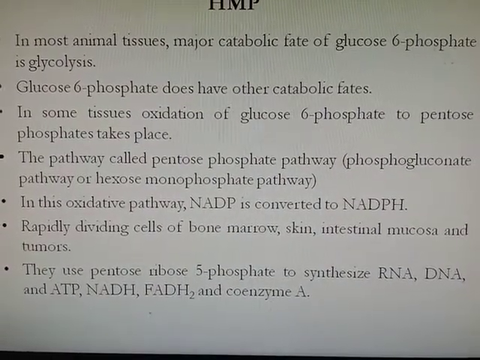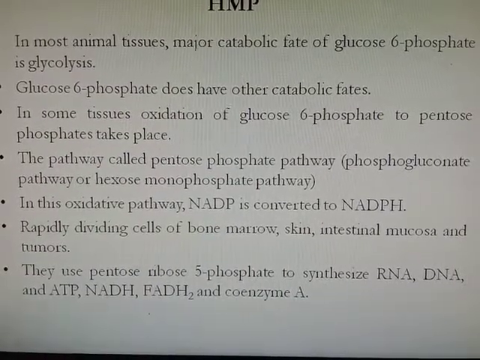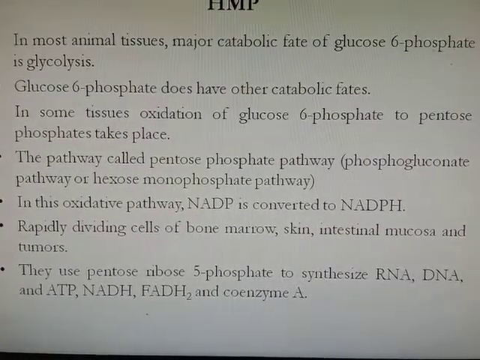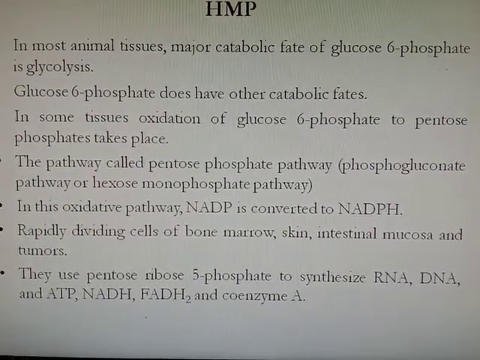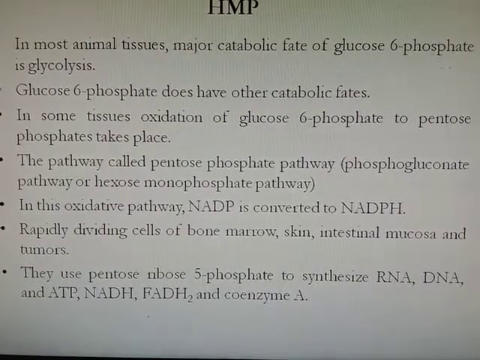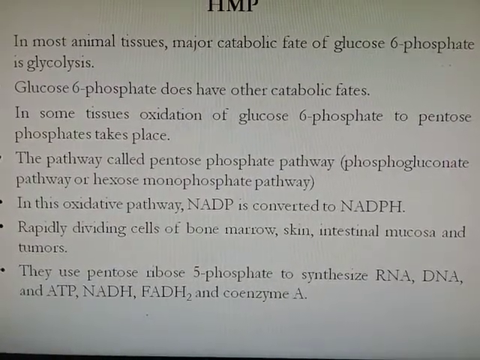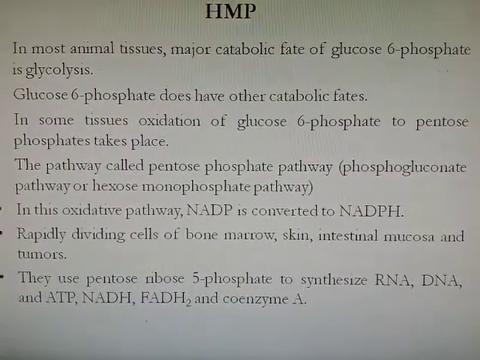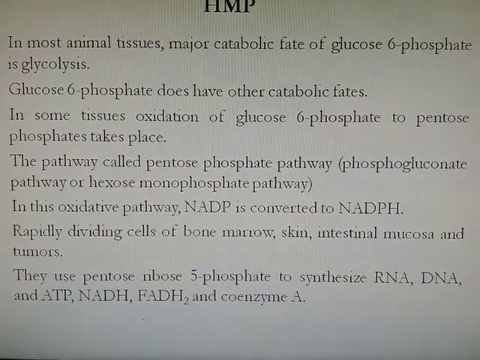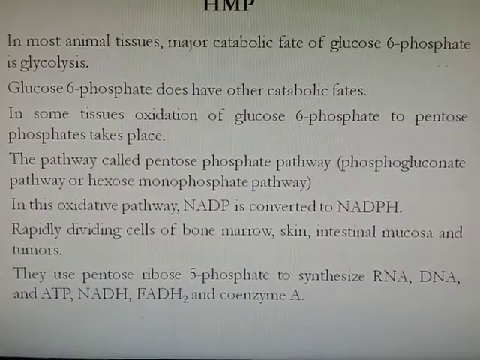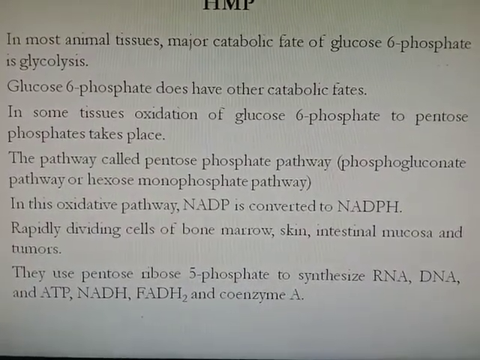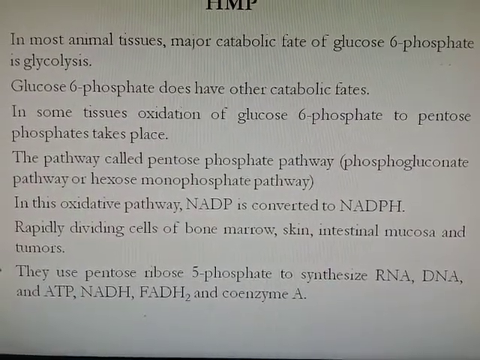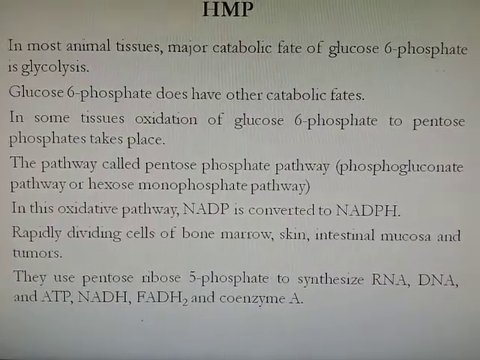The rapidly dividing cells of bone marrow, skin, intestinal mucosa and tumor use the pentose called ribose 5-phosphate, which is synthesized in the HMP pathway, to synthesize RNA, DNA, ATP, NADH, FADH2 and coenzyme A. So in the HMP pathway, the 6-carbon sugar is converted into the 5-carbon sugar called pentose ribose 5-phosphate, which is used for the synthesis of RNA, DNA, ATP, NADH, FADH2 and coenzyme A.